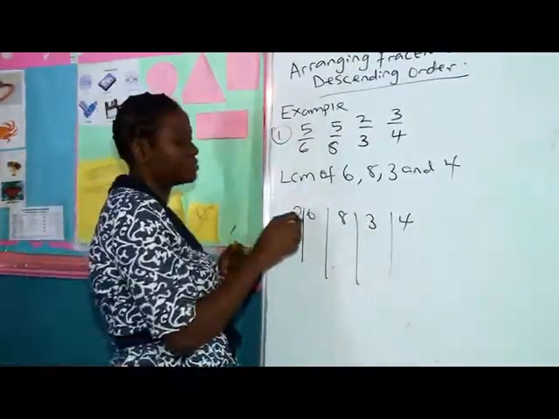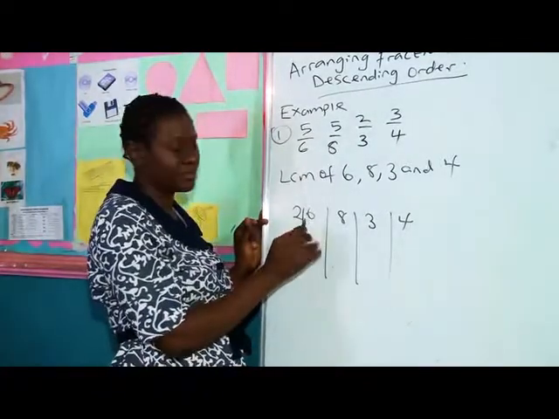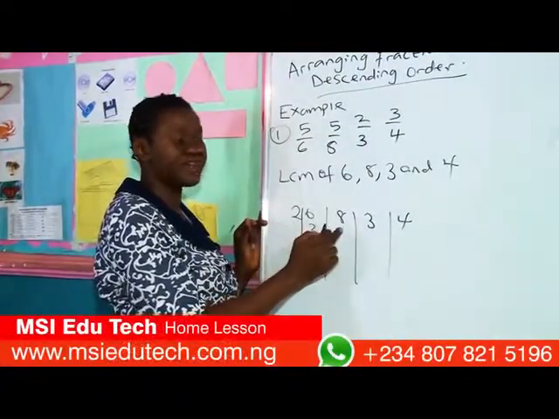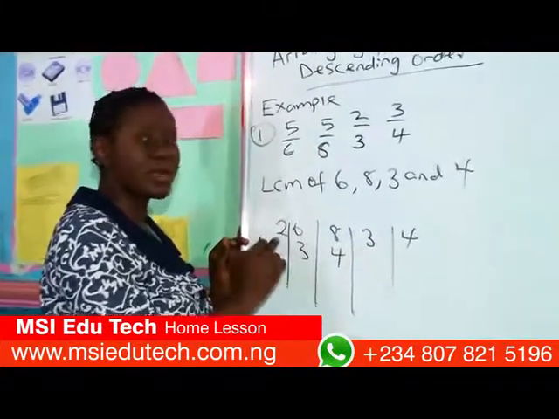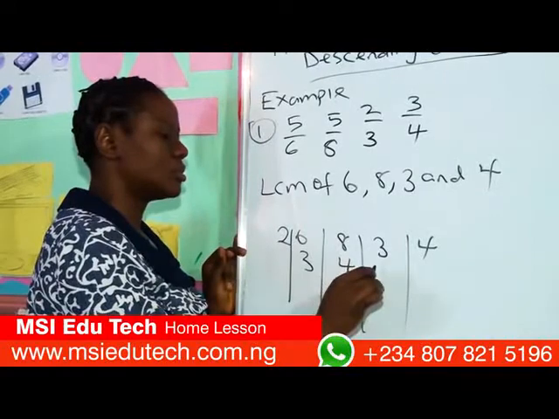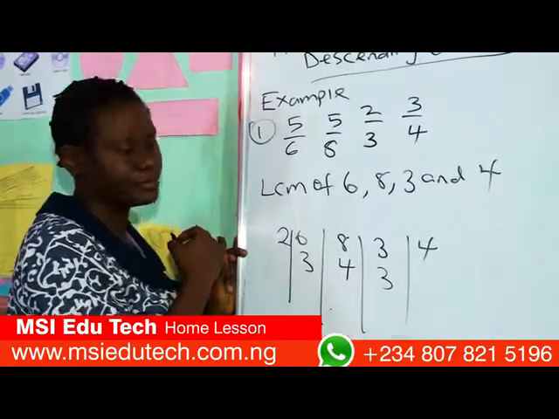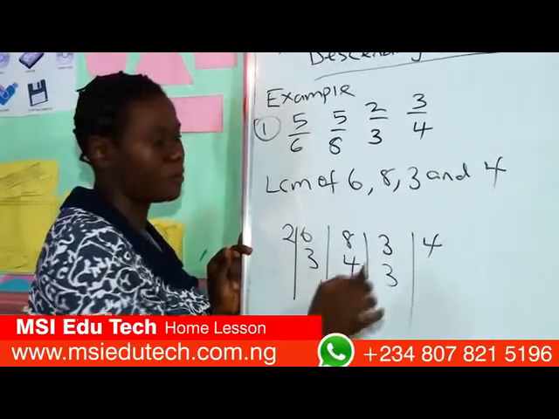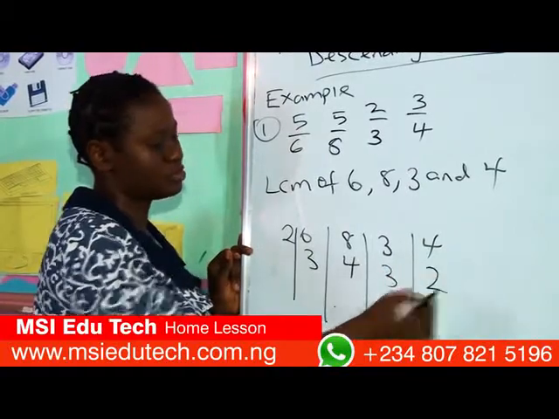The lowest number, 2. How many 2 can I find in 6? 3. How many 2 can I find in 8? 4. How many 2 can I find in 3 without a remainder? None. So I'll write my 3 back. How many 2 can I find in 4? 2.